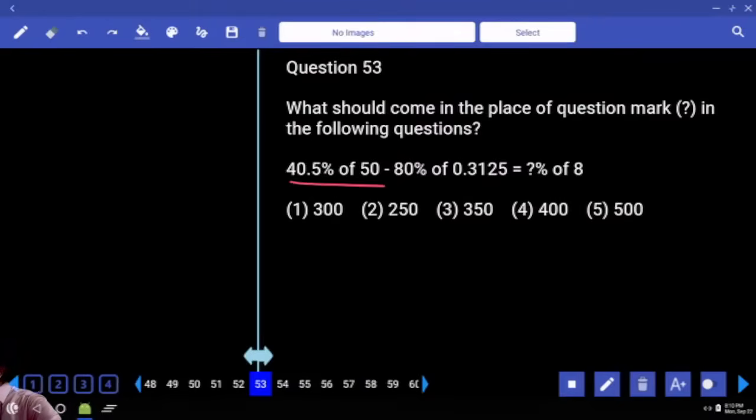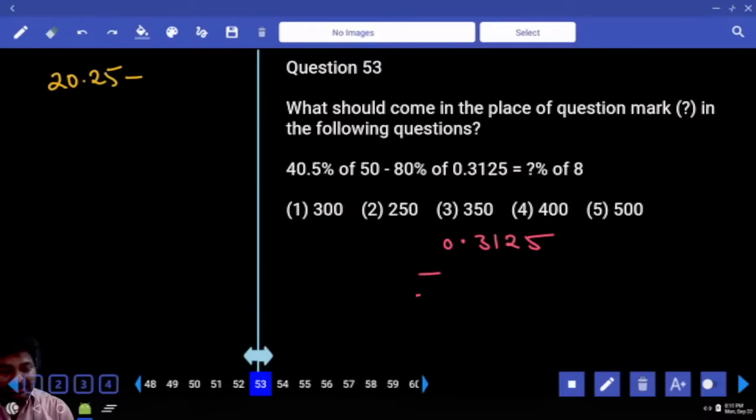40.5% of 50 or 50% of 40.5. Is that okay? Let me calculate 50% of this. Easy to calculate. 20.25 minus 80% of this number, 0.3125. This is 100%. But we have to calculate 80% only. 80% in the sense, from this you have to subtract 20% only.